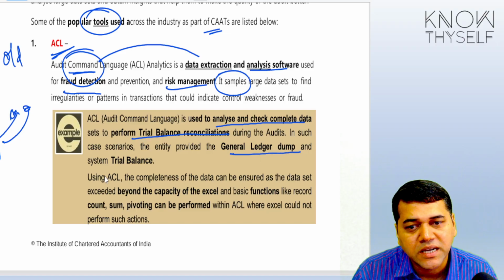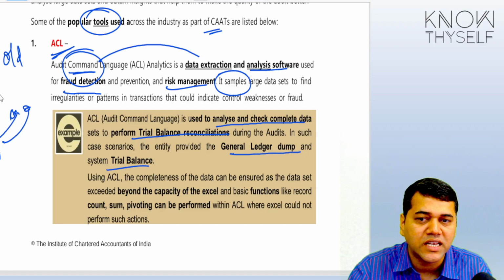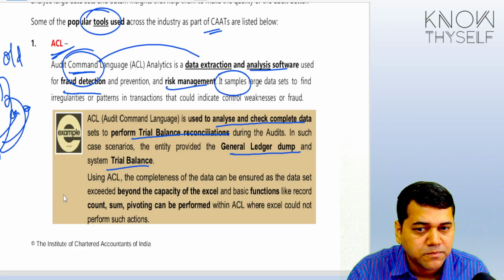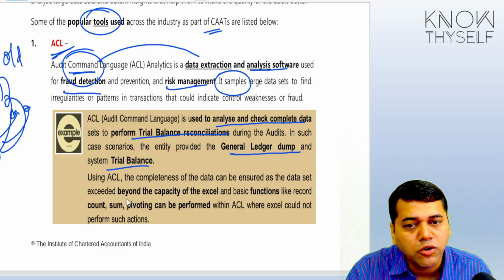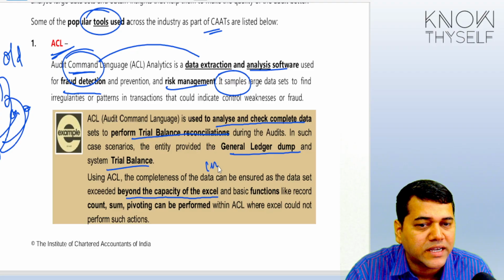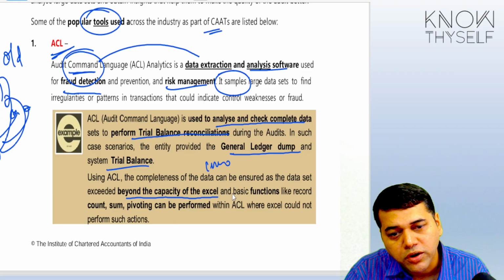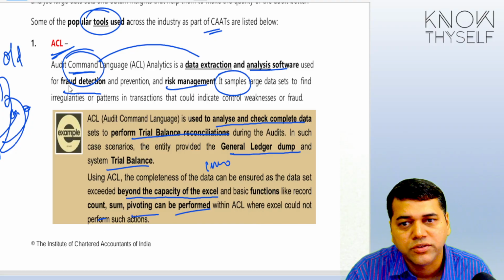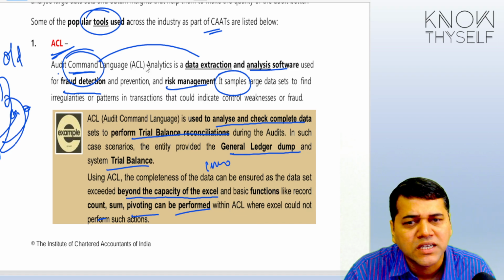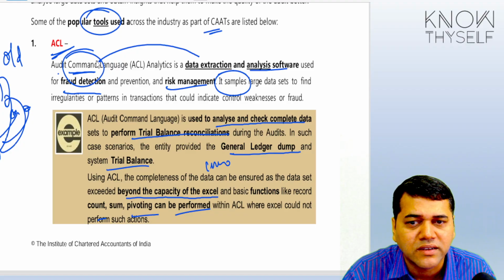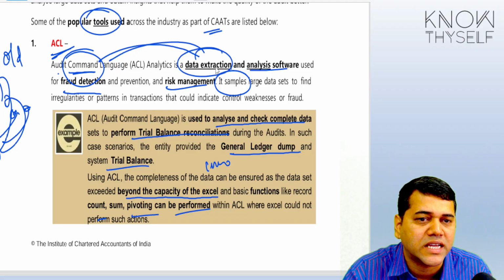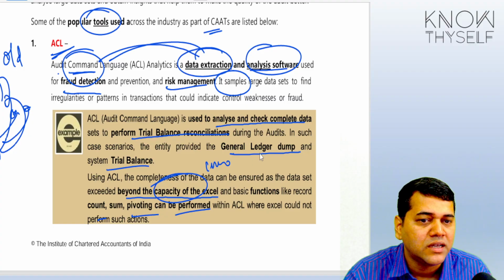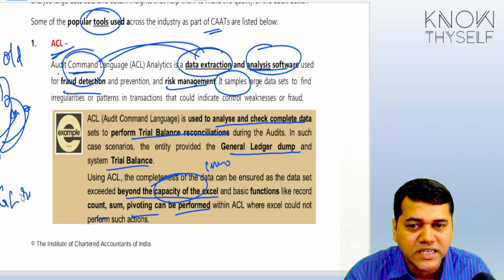The entity provides the general ledger dump and the system trial balance. So when the general ledger dump is provided, you can check whether the trial balance values are matching the general ledger balance. Using ACL, you can go beyond the capacity of Excel, because Excel can have only 10 lakh rows. But you can go beyond it, and you can do pivot, sum, all those types of things using ACL. So it's Audit Command Language. Primarily, when you talk about ACL, it's a command language and it helps in data extraction and analysis. And you can write that it exceeds Excel. It can do the GL recon, GLTB recon.